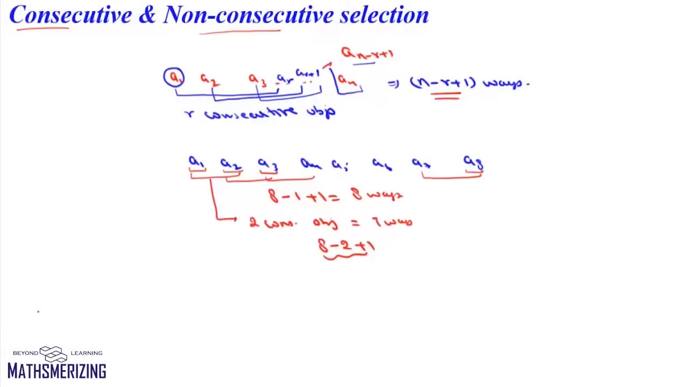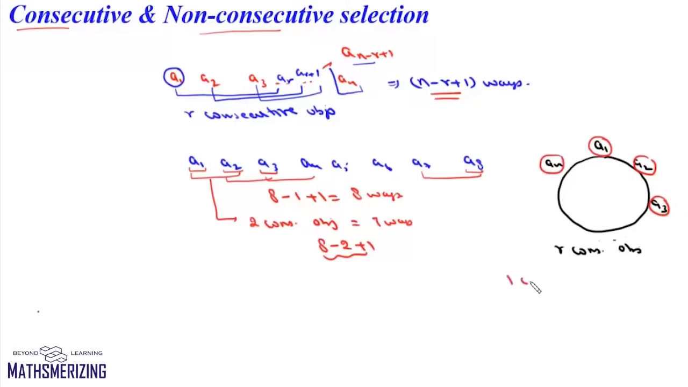Now what if these n objects are arranged on a circle? So suppose we have a circle and then we have these n objects a1, a2, a3 and up to an, all arranged in a circle. Now in how many ways can we select r consecutive objects? Suppose we need one consecutive object. It'll start with a1 and then a2 and then a3 and then an. So if we have to select one consecutive object on a circle, it can be done in simply n ways.